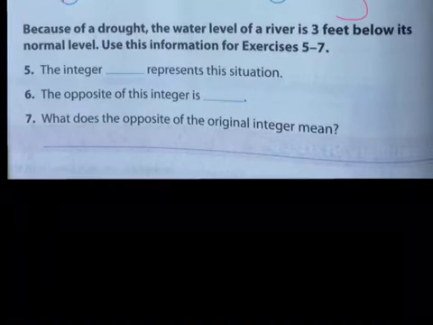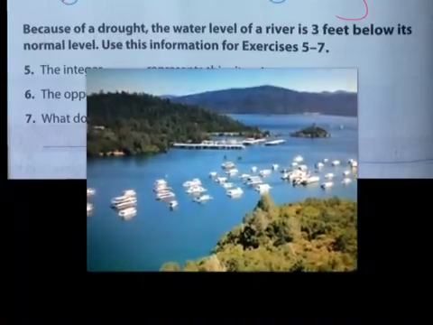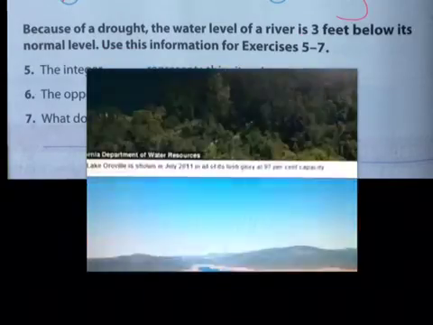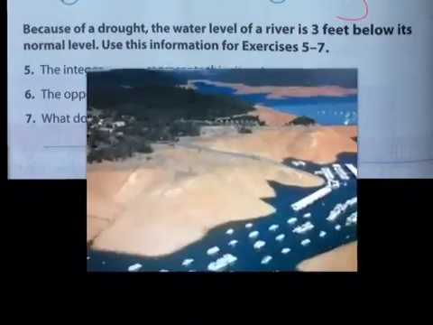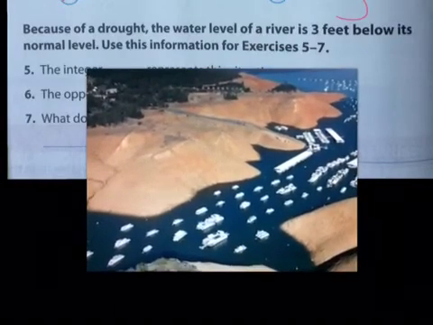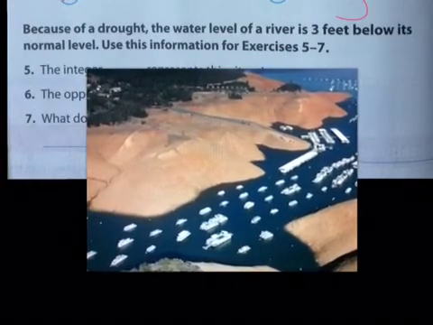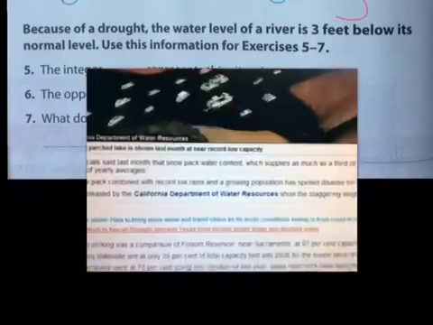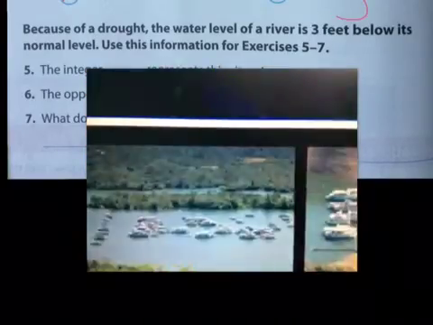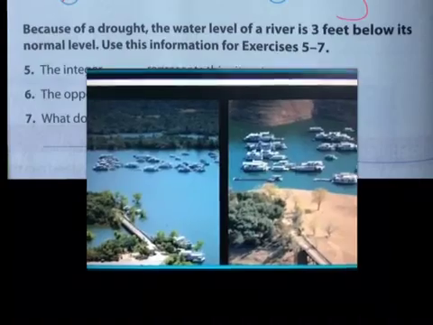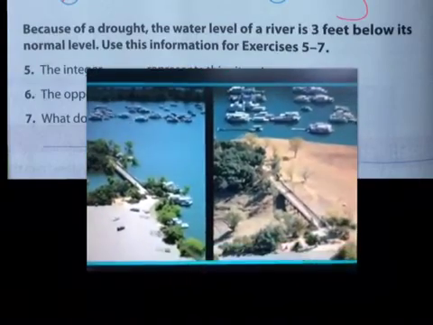Look at these images of the California drought. You can see how much it really dried up the lake, and that's the same lake from before, right there. And look at this, here's a little bit more. These are just from a web page. Look at that. Okay, that's what a drought will do.